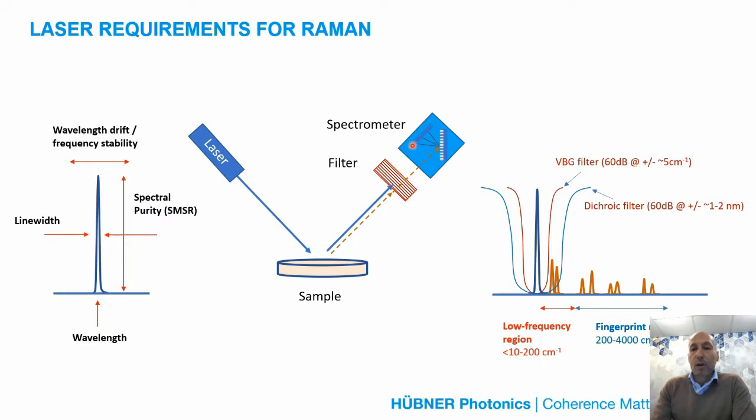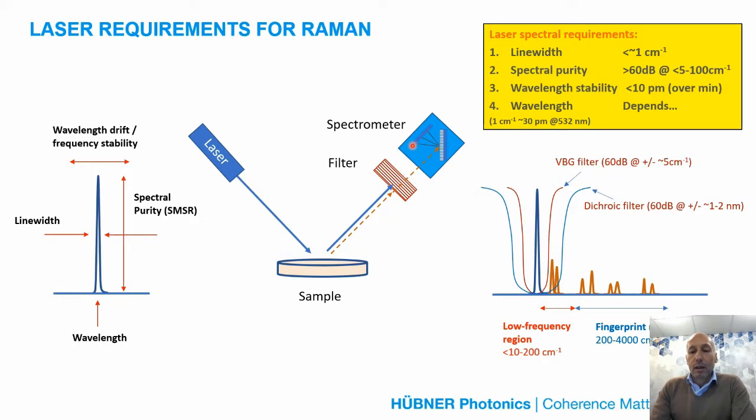And many advanced Raman spectrometers today can offer a spectral resolution down to a wave number or even a fraction of a wave number. Which means that in order for the laser not to be limiting the spectral resolution, the line width should be preferably way less than a wave number, which corresponds to a few tens of picometers in the visible range.